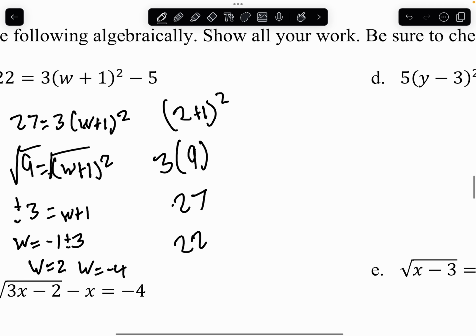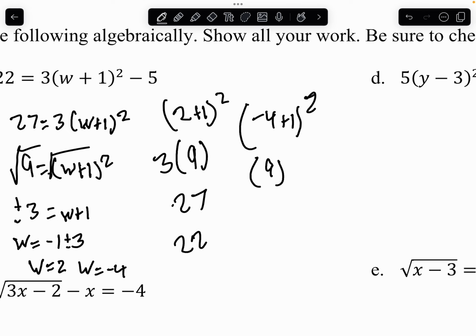And then we'll do the other one. Negative 4 plus 1 is negative 3. Negative 3 squared is 9, so it's 3 times 9. And it's going to be the same thing. So 27 minus 5 is 22, so they both work.